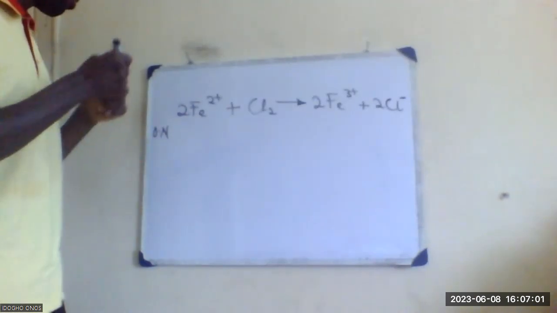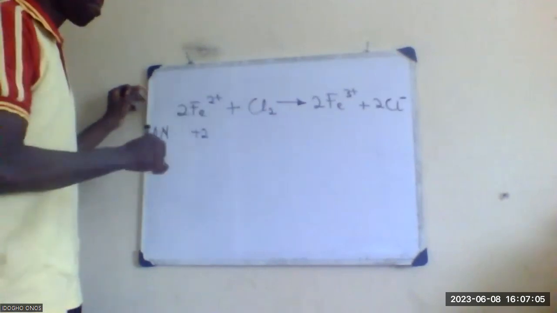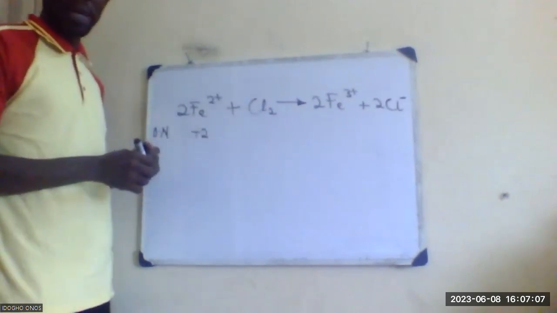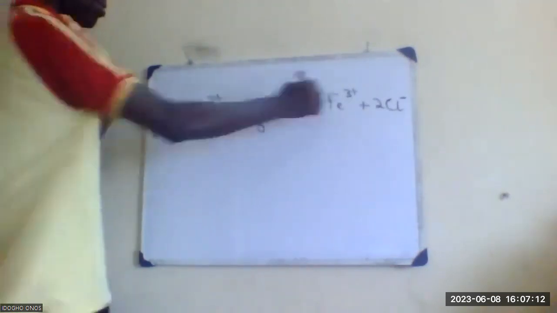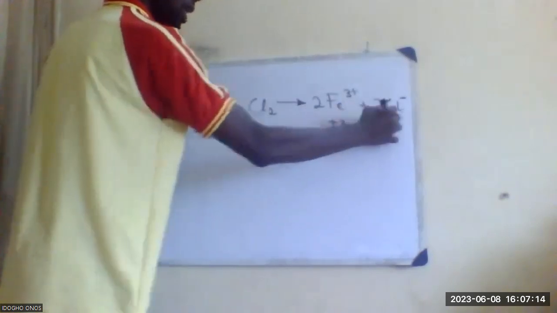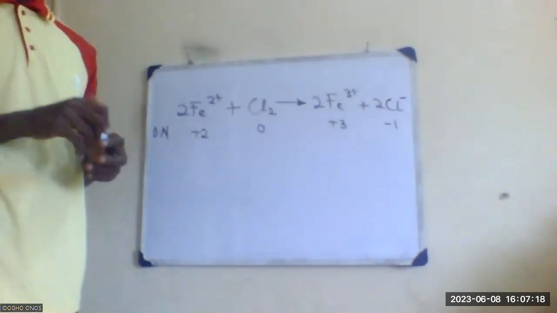So oxidation number, Fe here is +2 because of this you are seeing here. Oxidation number of a free element is always 0. So this is 0. This is +3, and this is -1. Any question?